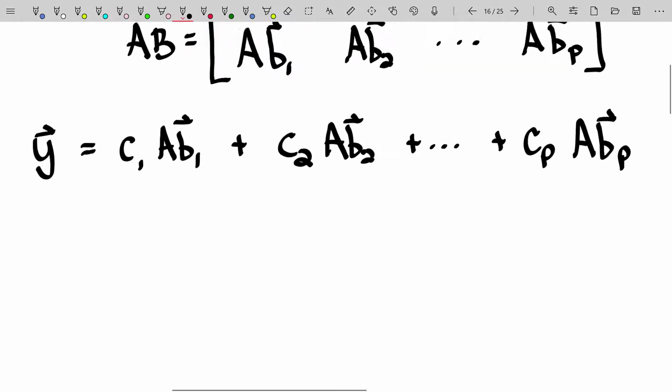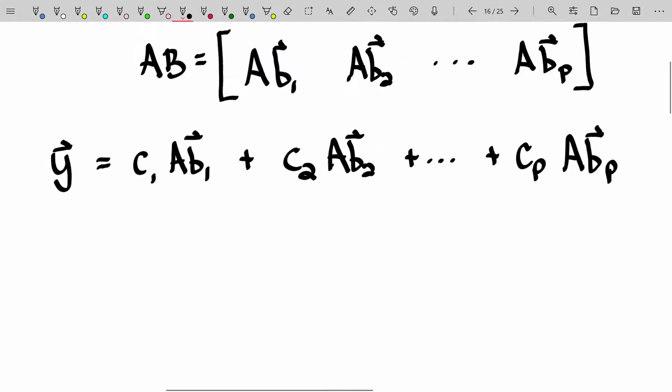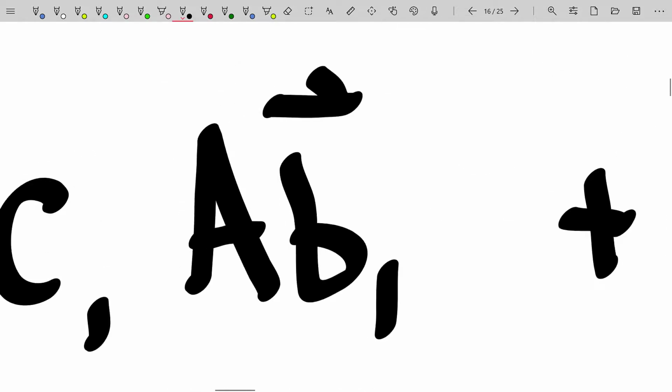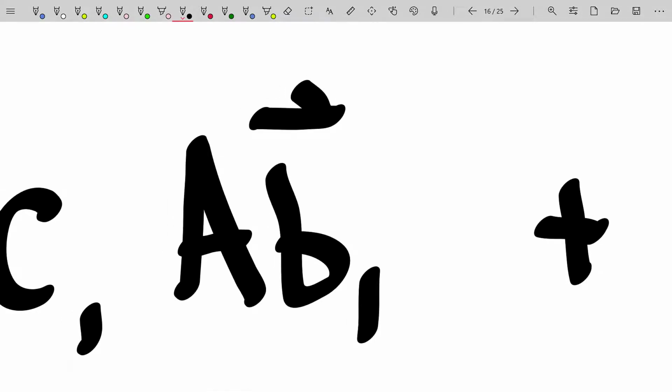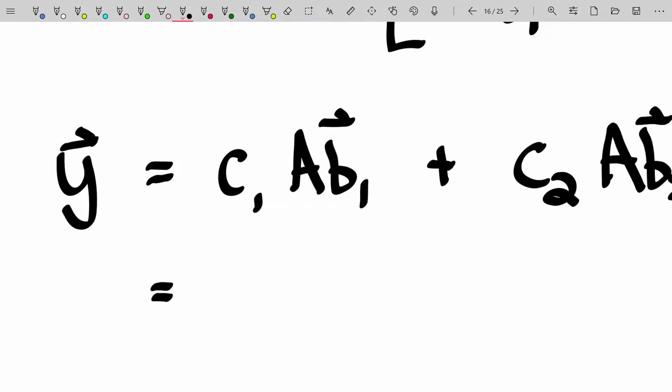Well, this is going to get a little bit messy, I hope you don't mind, but we happen to know, if I zoom in here, that this matrix vector product A times B sub 1 is just a linear combination of the columns of A. In fact, and I'll use, I guess I'll use black for this specific one.